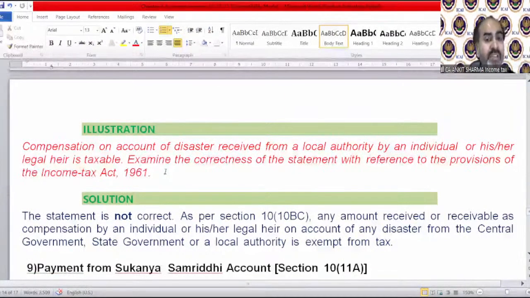So will it be exempted or not? The answer was no, because that was not a local authority, not a central government, and not a state government. So the same kind of example is over here for you.